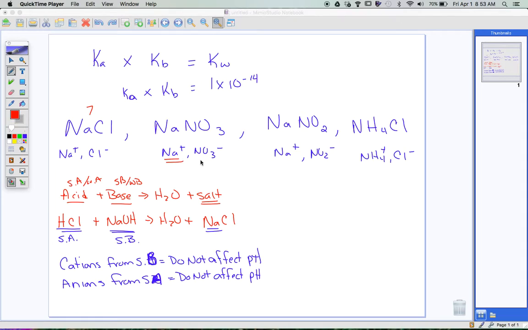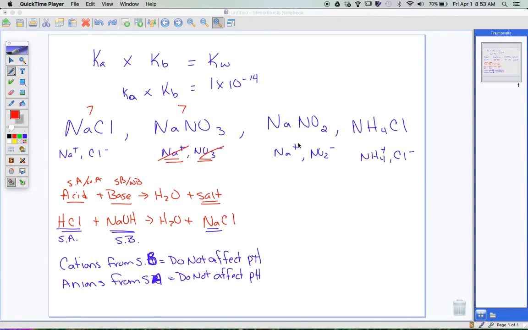Okay, what about NaNO3? Well, we've already decided that Na plus came from NaOH, which is a strong base. So this weak conjugate acid is too weak to affect the pH. So that one won't affect the pH. And NO3 minus came from HNO3, which would again be a strong acid. So this one won't affect the pH. So the pH would be 7.